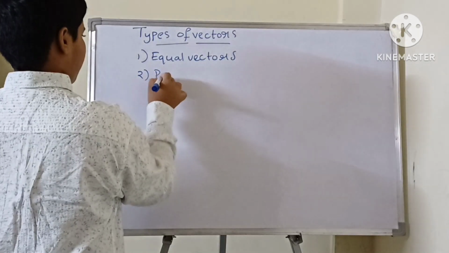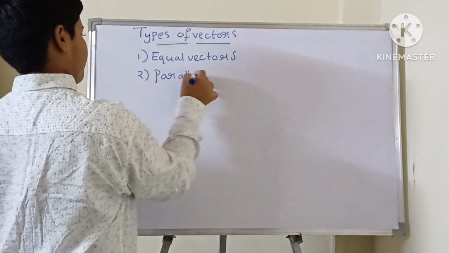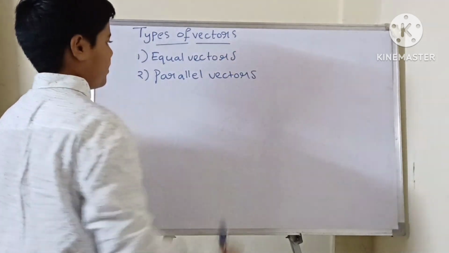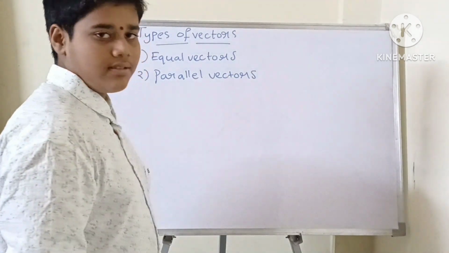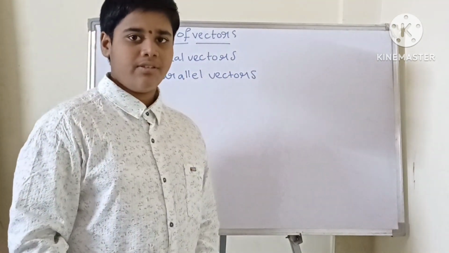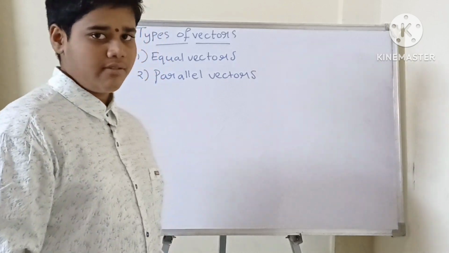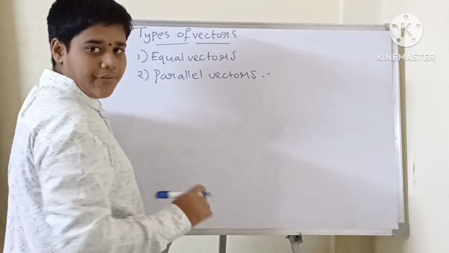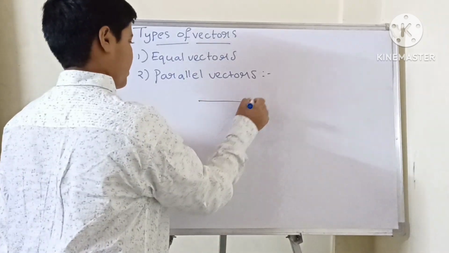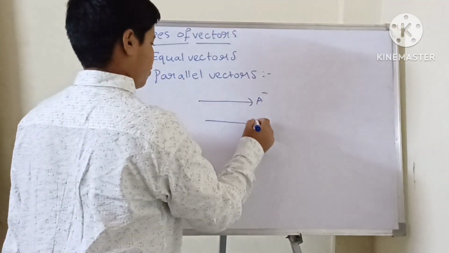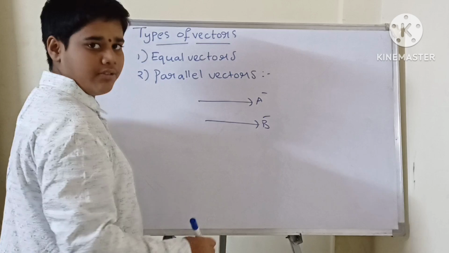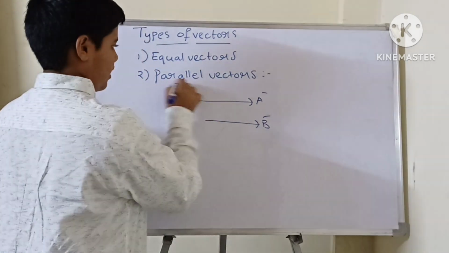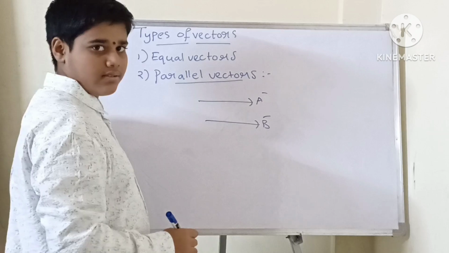second one, parallel vectors. So equal vectors means having the same magnitude, same direction, same physical quantity, and parallel vectors means if two vectors are parallel to each other, so those vectors are called parallel vectors.